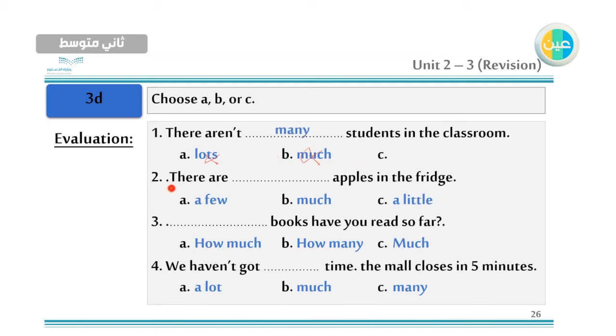Number 2, there are blank apples in the fridge. There are a few apples in the fridge. There are much apples in the fridge. There are a little apples in the fridge. So apples is a countable noun. Okay, so we use a few. There are a few apples in the fridge.